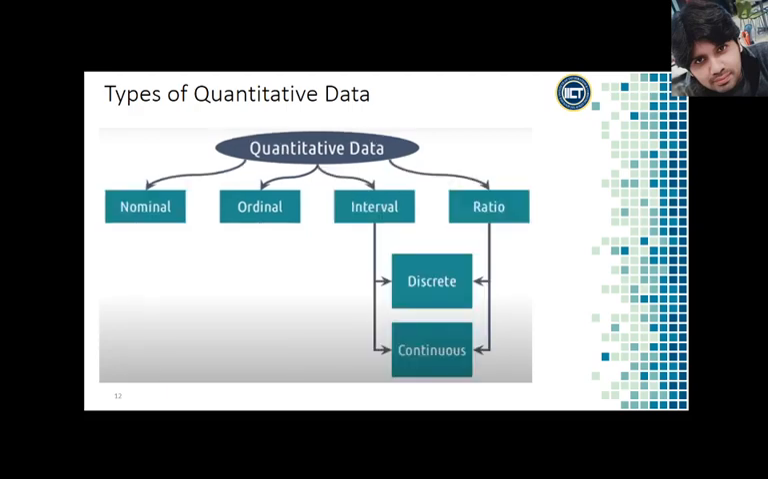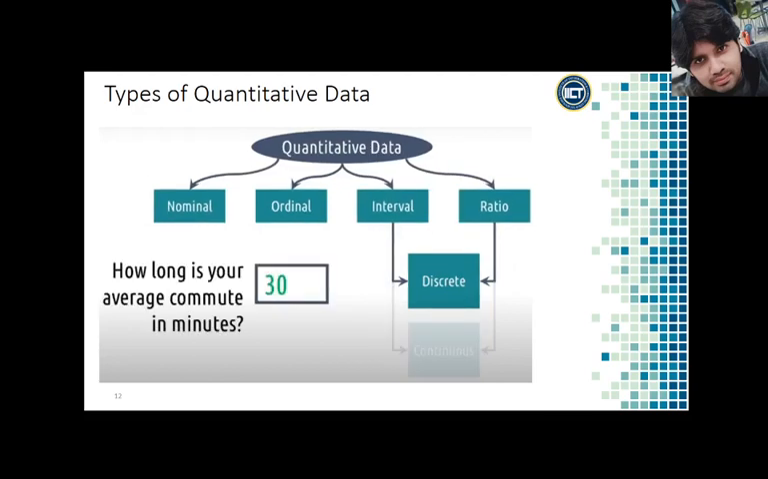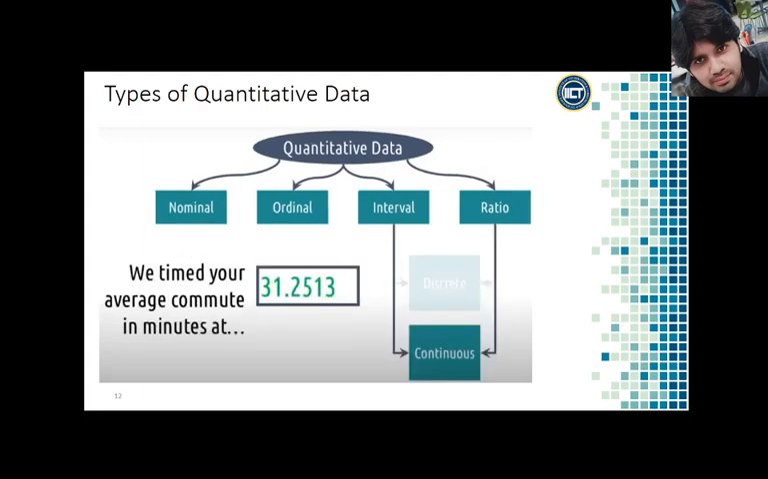With both interval and ratio data, there's also a distinction between discrete and continuous. Discrete means countable, so if we ask how long is your average commute in minutes, we are generally expecting people to give an answer in a whole number. We are not expecting someone to say it takes 15.245 minutes. So that would be discrete. It's a countable number of minutes. If, on the other hand, we were to put sensors in people's cars and actually time how long their commutes are, we would arrive at continuous data. We would get values like it takes on average 31.2513 minutes for you to commute.